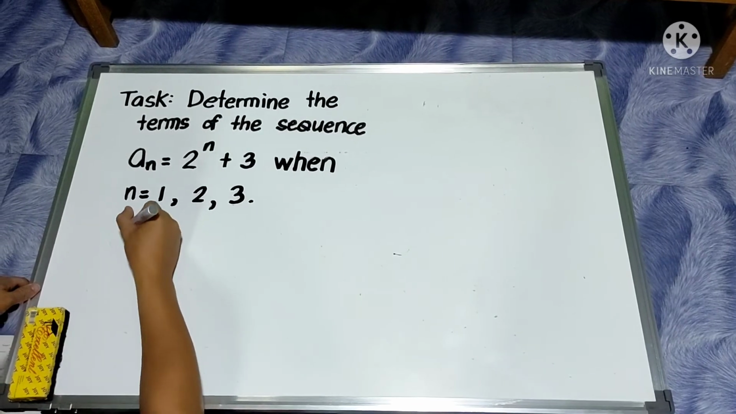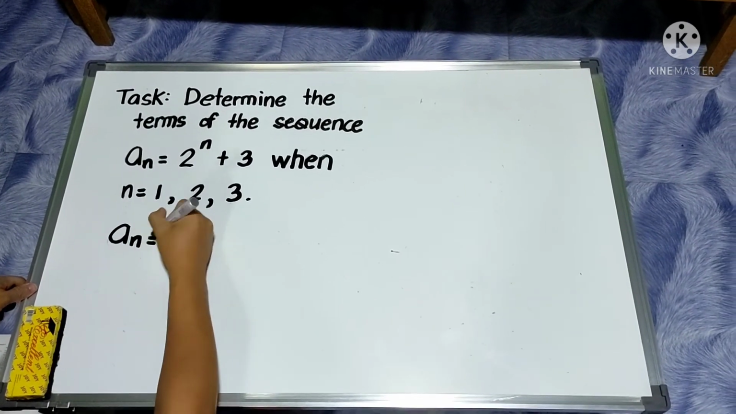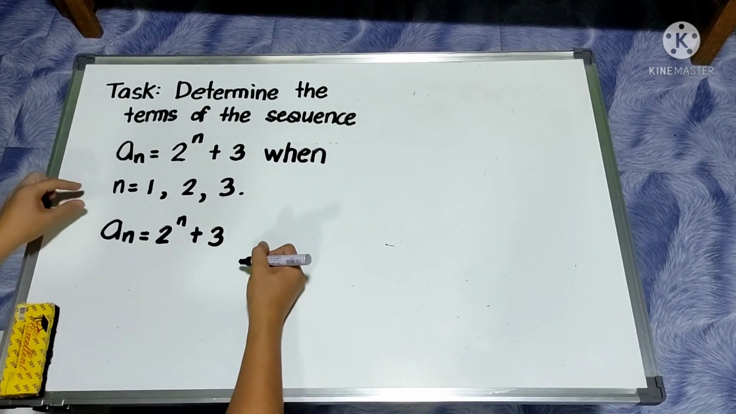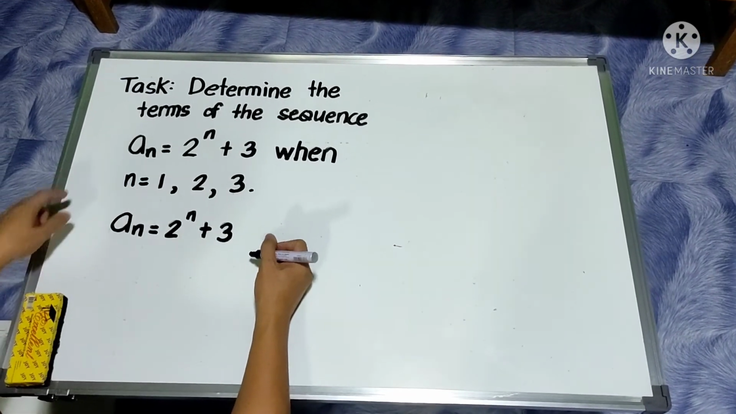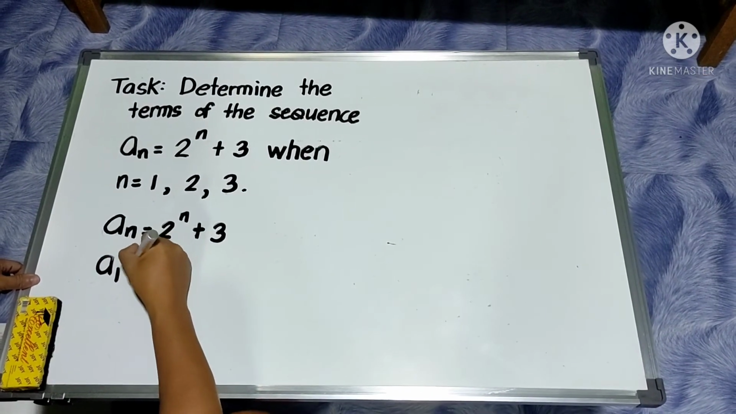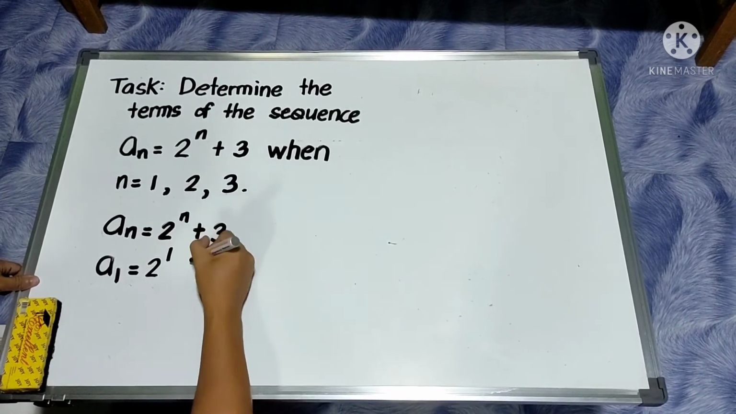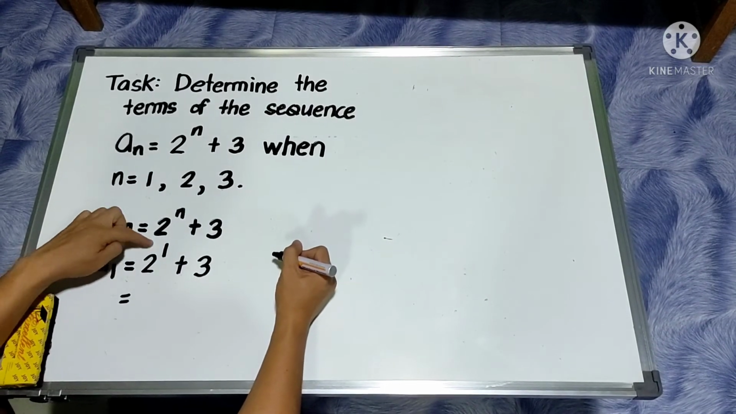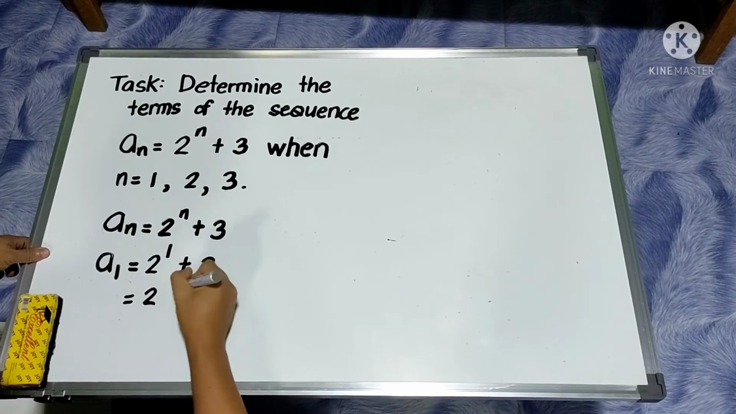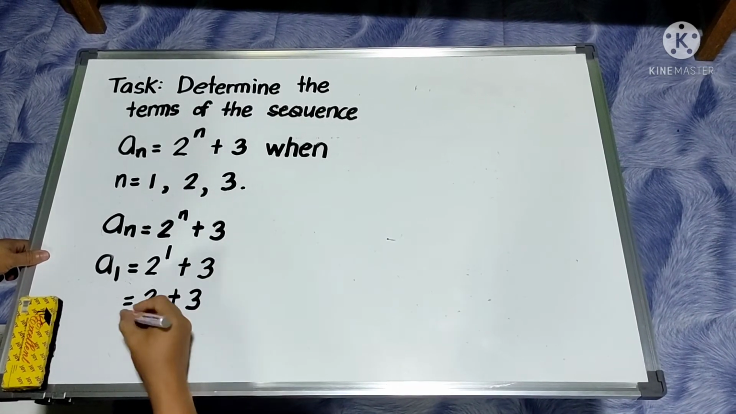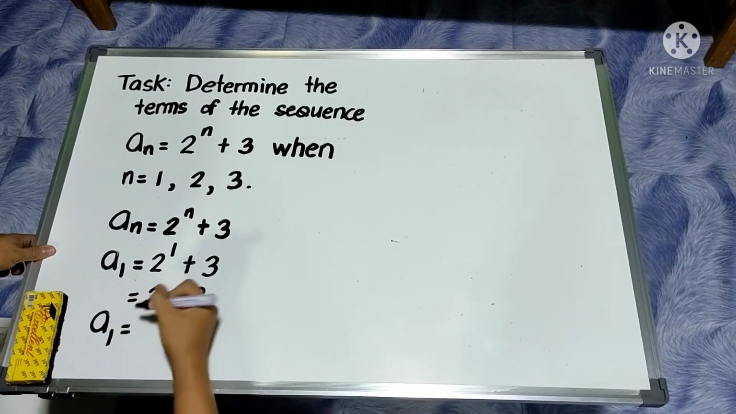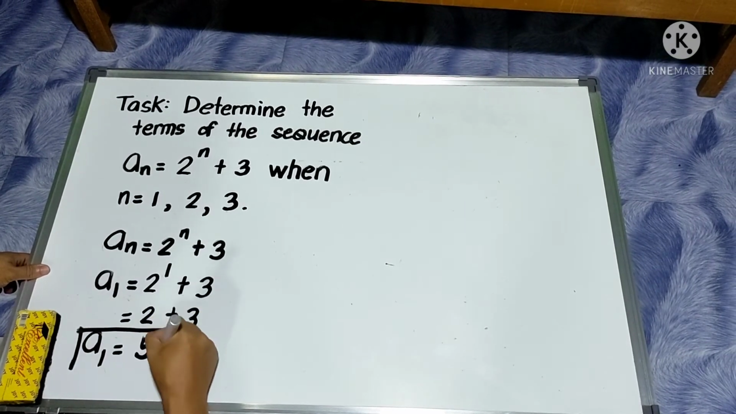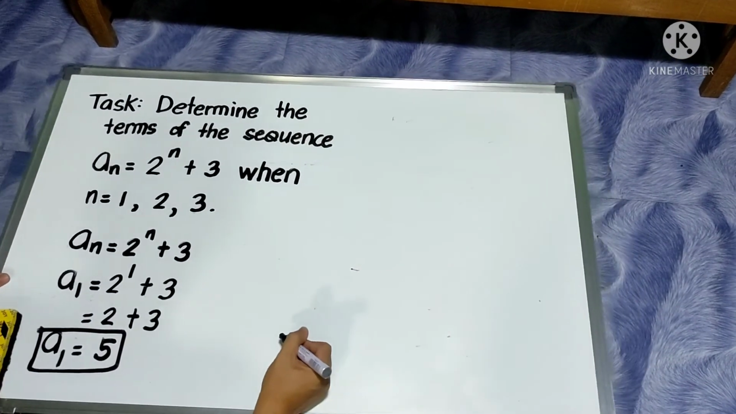Copy the general term. A sub n is equal to 2 to the exponent of n plus 3. You start with your first value of n, which is 1. So a sub 1 is equal to 2 to the exponent of 1 plus 3. 2 to the exponent of 1 is equal to 2. Then copy, plus 3. Your a sub 1 is equal to 2 plus 3 is 5. Now proceed to your a sub 2.